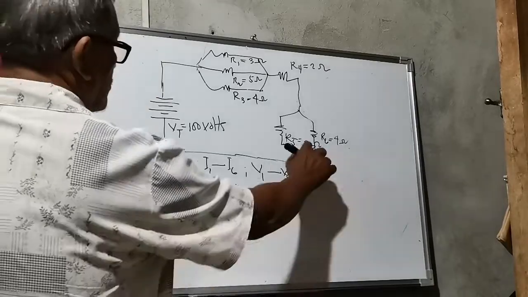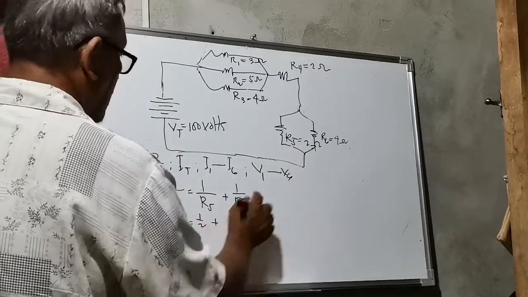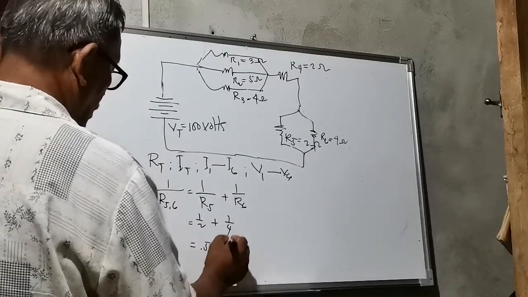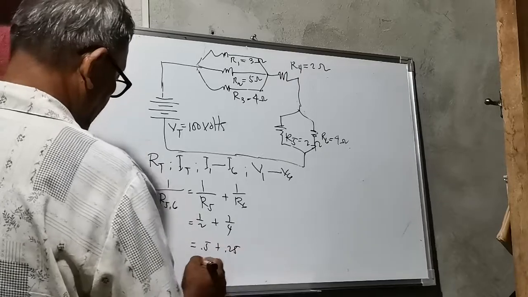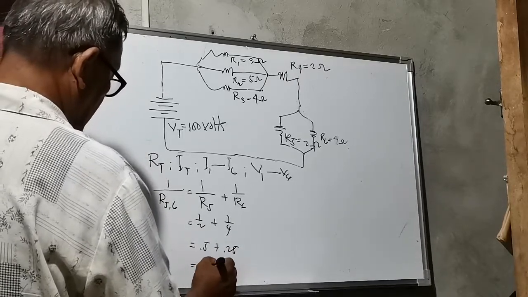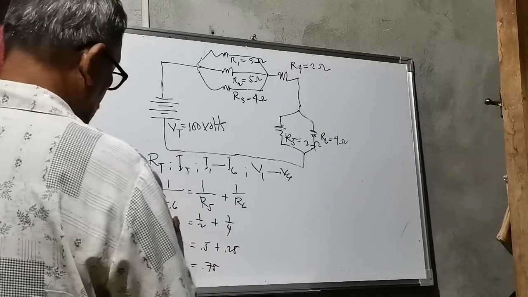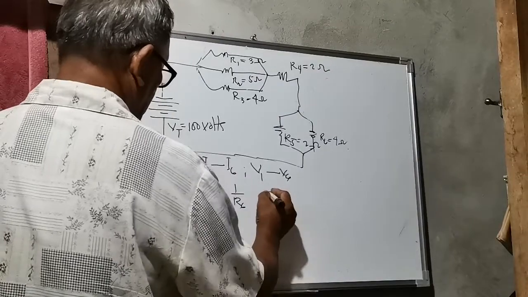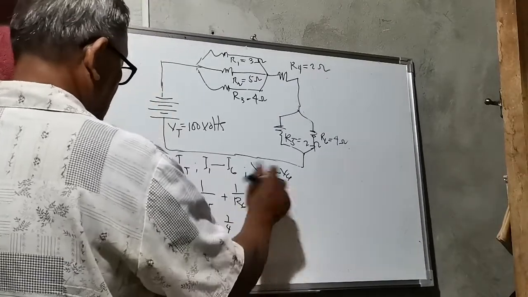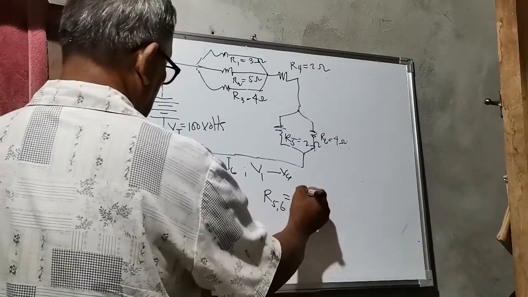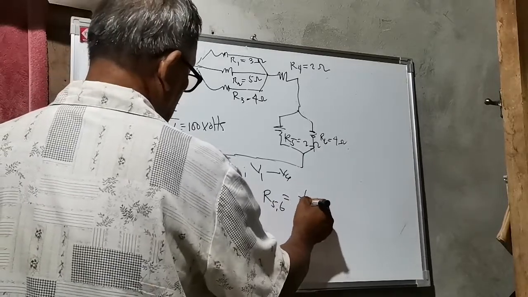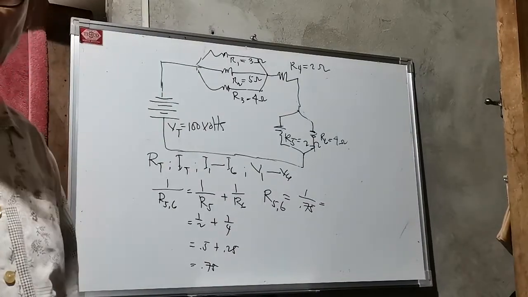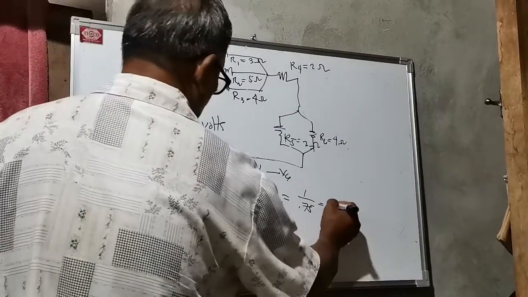1 over R5 is 1/2, plus 1 over R6 is 1/4. 1/2 is equal to 0.5. 1/4 is equal to 0.25. And the total is 0.75. Now we are going to solve for the R56. Removing the reciprocal will give us 1 over 0.75, which is 1 divided by 0.75, is 1.333.